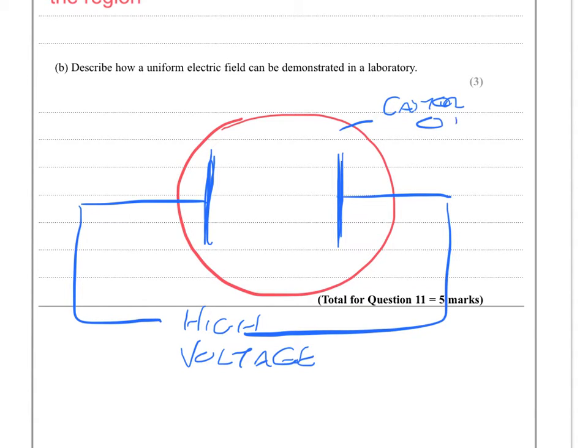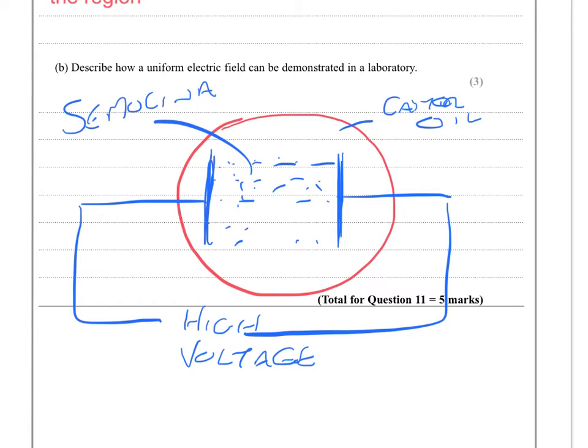So we've got castor oil that just provides a medium, and then you sprinkle in semolina seeds, and they're polarized and they will start to line up pretty much like iron filings do. You'll start to get a little patterns emerging across the gap here. Nice straight lines. So you need to explain that. Petri dish, castor oil, sprinkle in semolina seeds, put two electrodes in with a high voltage across them, and the seeds will start to line up a bit like the way iron filings do for magnets.